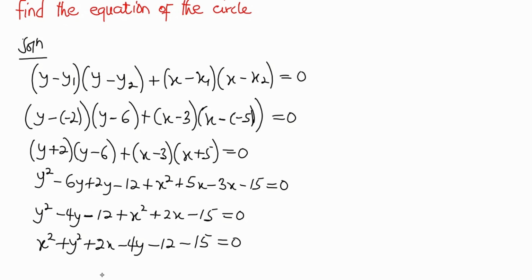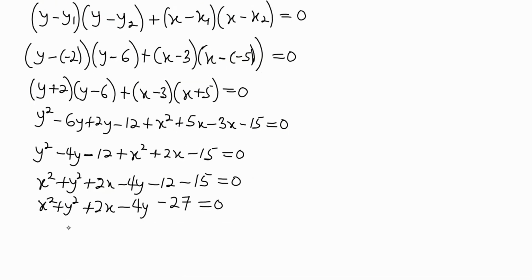So once we have this, it's just by adding minus 12 and minus 15, that gives us minus 27. We equate to 0, and also repeat that of x squared plus y squared plus 2x minus 4y, and then we have our existing minus 27, which is equal to 0. So for this example, our final answer is x squared plus y squared plus 2x minus 4y minus 27, which is equal to 0.